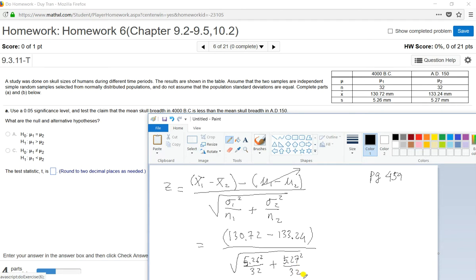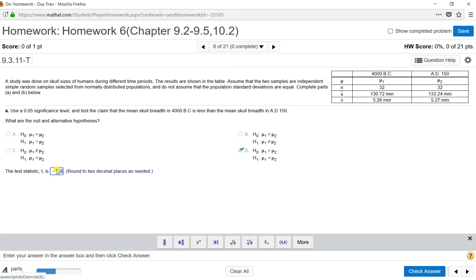Now let's plug all of this into the calculator and get the value. Let's take the square root first. 5.26 squared divided by 32 plus 5.27 squared divided by 32, and then take the whole square root of that. Then take the top, 130.72 minus 133.24, and divide by the value we just got. Which is equal to minus 1.90. They asked us to round to 2 decimal places, so I got minus 1.91. So let's go back here: minus 1.91 for the test statistic. And let's check the answer now.